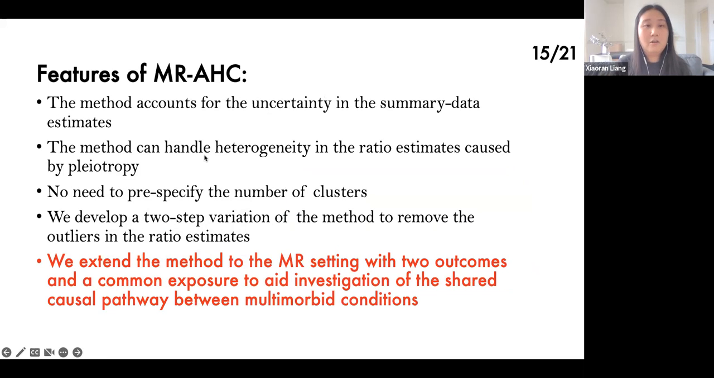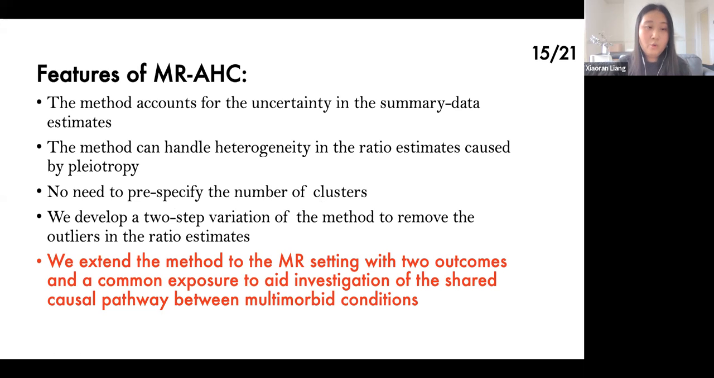Also, our method accounts for the uncertainty in the summary data estimates instead of treating them as fixed points. And the method can handle the heterogeneity in the ratio estimates caused by pleiotropy. We don't need to pre-specify how many clusters there are. The algorithm can decide how many clusters are among the SNPs. We also developed a 2-step variation of the method, so we can remove the outliers in the ratio estimates.